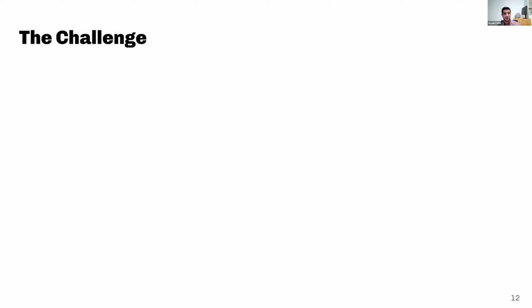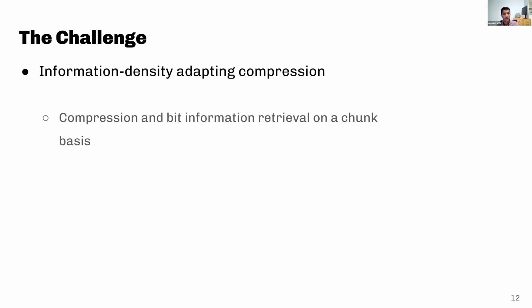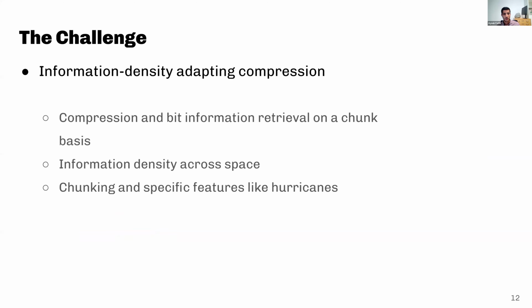So this summer, I have been working on the development of an information density adapting compression by implementing compression and bit information retrieval on a chunk basis, analyzing the information density of climate variables across space, and studying the optimal chunk size depending on specific features like hurricanes. So we applied this chunking across latitude and longitude on multiple climate datasets.